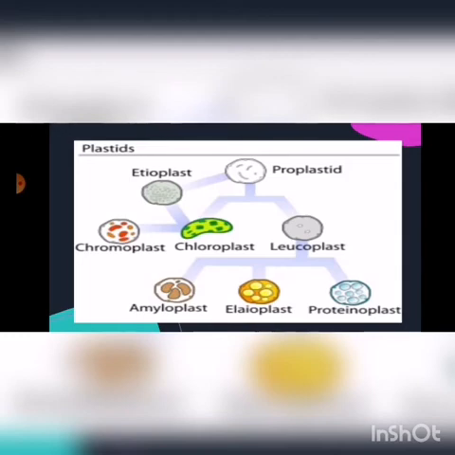Chloroplast consists of two regions. First part is grana, bound structures that contain pigment chlorophyll. Second one is stroma. Okay.